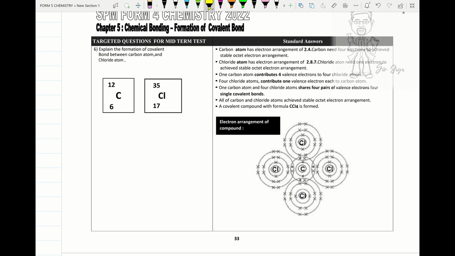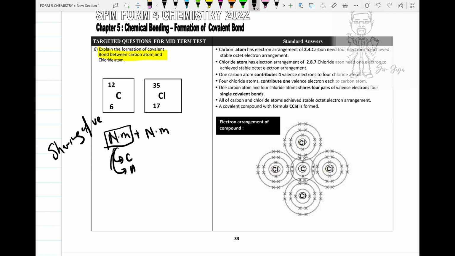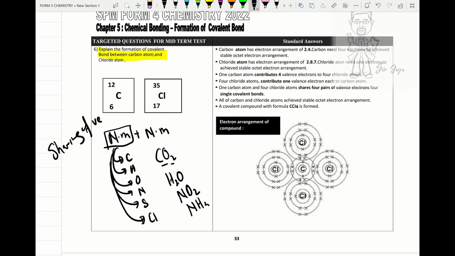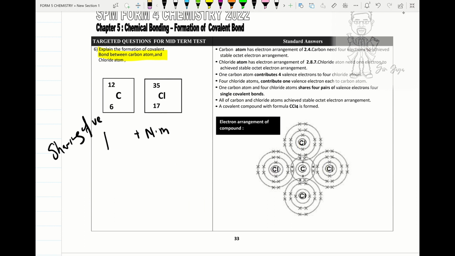Alright, now I try to discuss the formation of covalent compound. The covalent compound occurs between non-metal plus non-metal, by sharing of valence electron. So here the type of bonding formed is covalent. Please remember a few examples of non-metal: carbon, hydrogen, oxygen, nitrogen, sulfur, and chlorine atom. Carbon dioxide, water, nitrogen dioxide, ammonia molecule and sulfur dioxide are all covalent compounds.